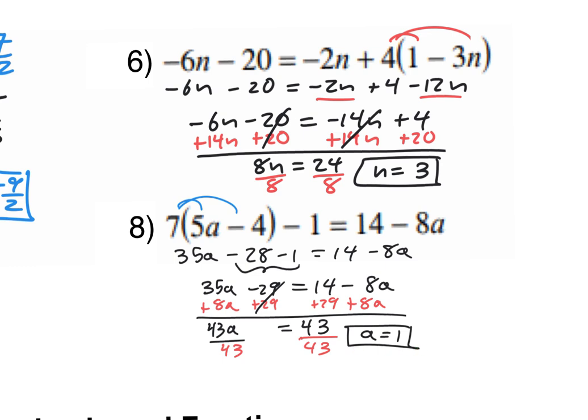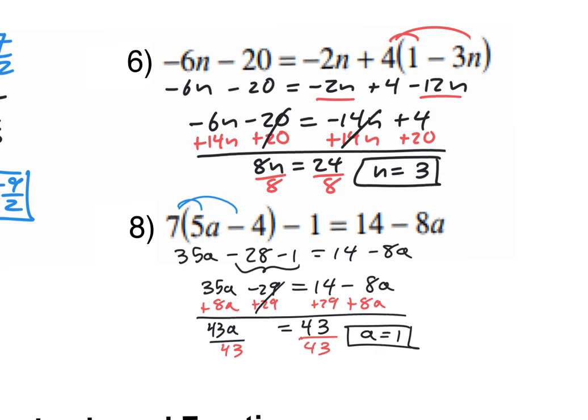Just to recap briefly. On both of these, I distributed. I think it's easier. Then I combined like terms. Then I saw that negative 6n is bigger than negative 14n, so I added 14n to both sides, added 20 to both sides. And then you're down here with 8n equals 24, so it's being multiplied, and you need to divide both sides by 8.